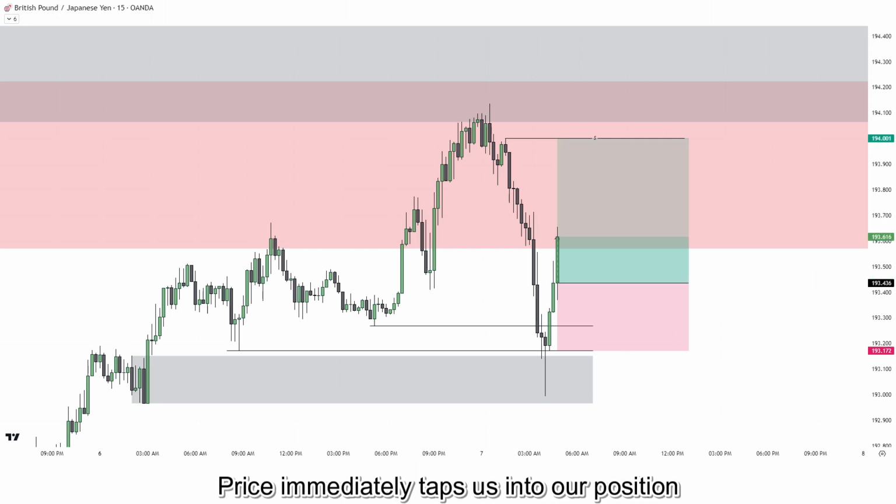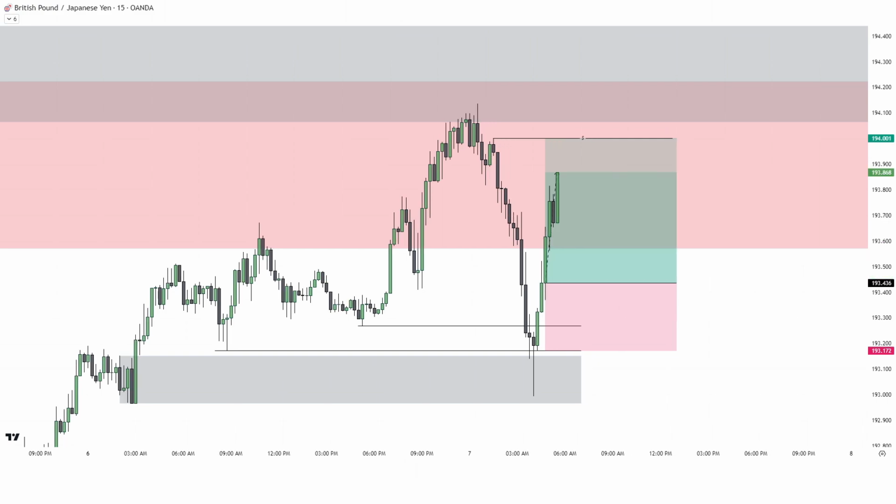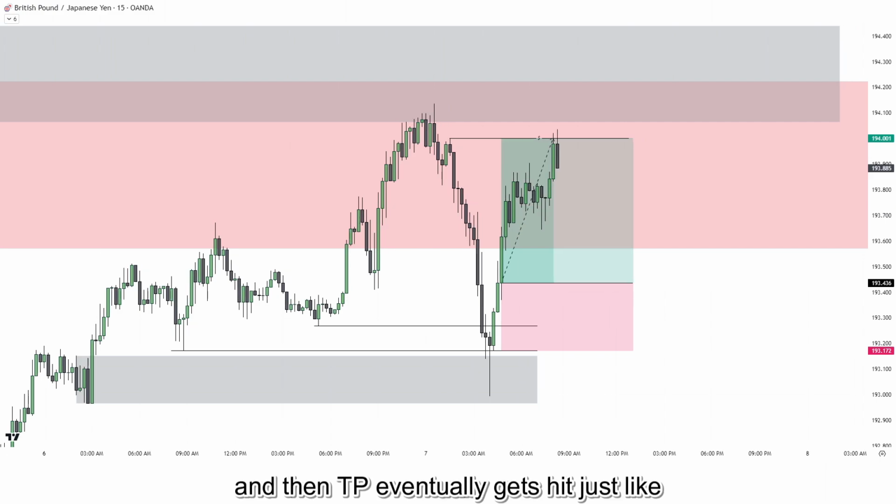Price immediately taps us into our position, and then TP eventually gets hit just like so for a 2-to-1 R. Very little drawdown, very solid. On to our next example.